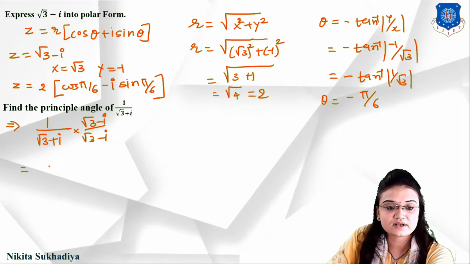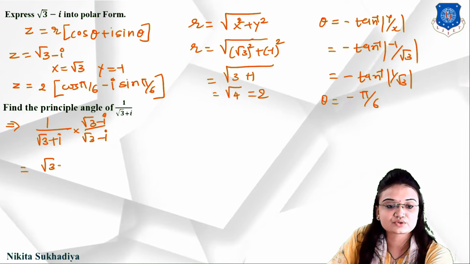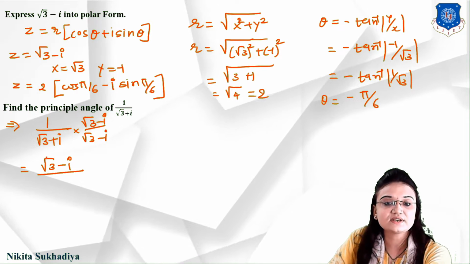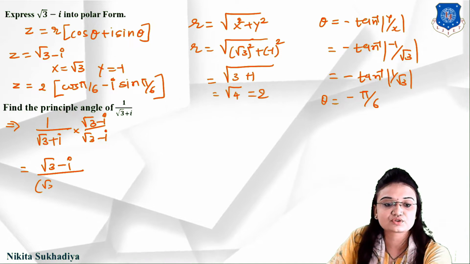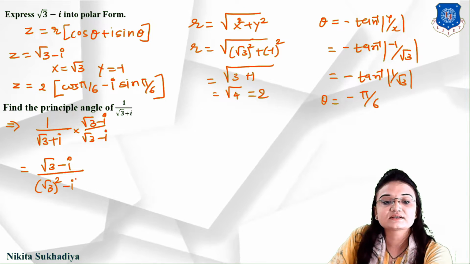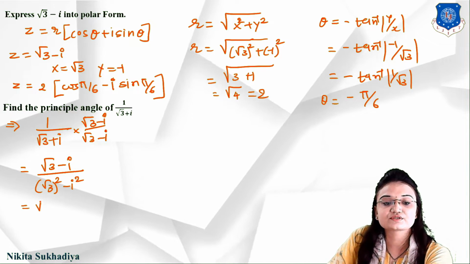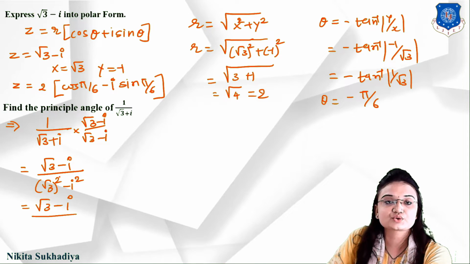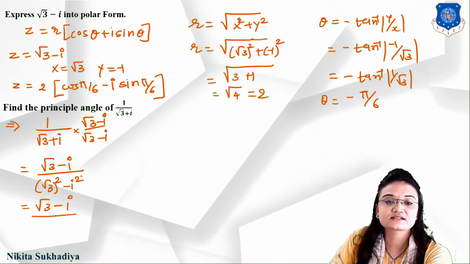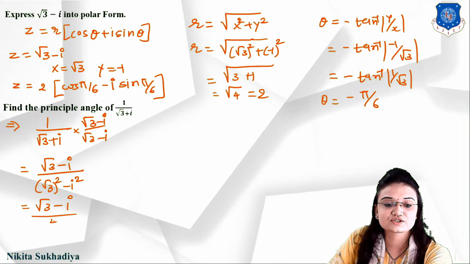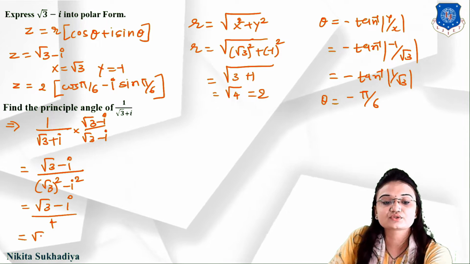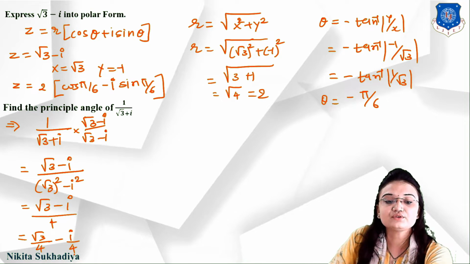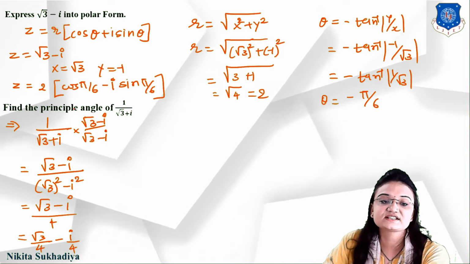In the numerator this is root 3 minus i, and in the denominator, using (a plus b)(a minus b), this is root 3 whole squared minus i whole squared. So this becomes root 3 minus i upon root 3 whole squared, that is 3, and minus i squared, that is minus 1, so this is 4. So this is root 3 by 4 minus i by 4.